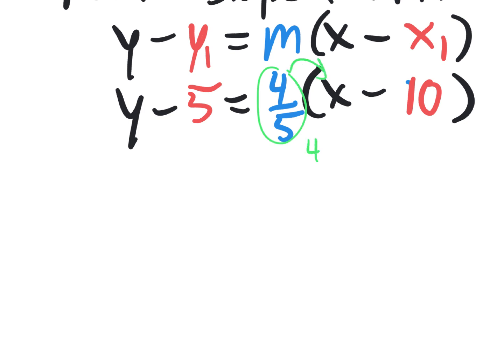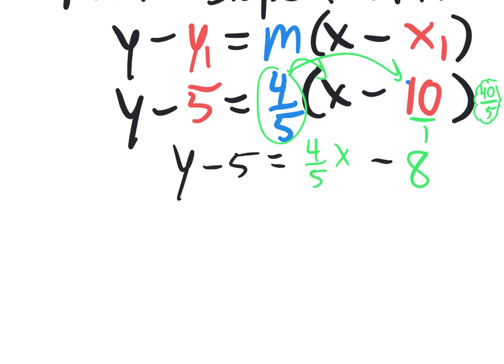4/5 times x is 4/5 x. 4/5 times negative 10, you could put that negative 10 over 1, and you could multiply top with the top. That'll be 40. So let me write over here, 40. And then bottom with the bottom, 5 times 1 is 5. And 40 divided by 5 is 8. So you're really going to have an 8 right here with a minus sign between it. You have an equal sign here, a y minus 5 over here. So you have y minus 5 equals 4/5 x minus 8.